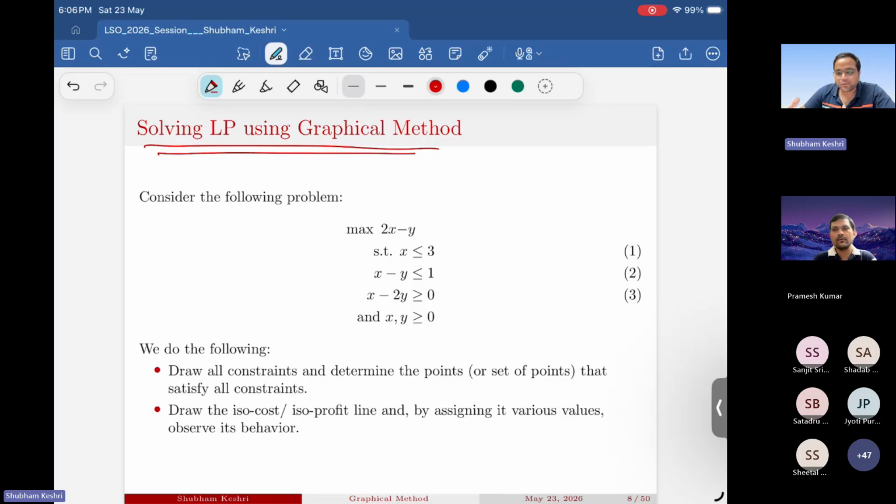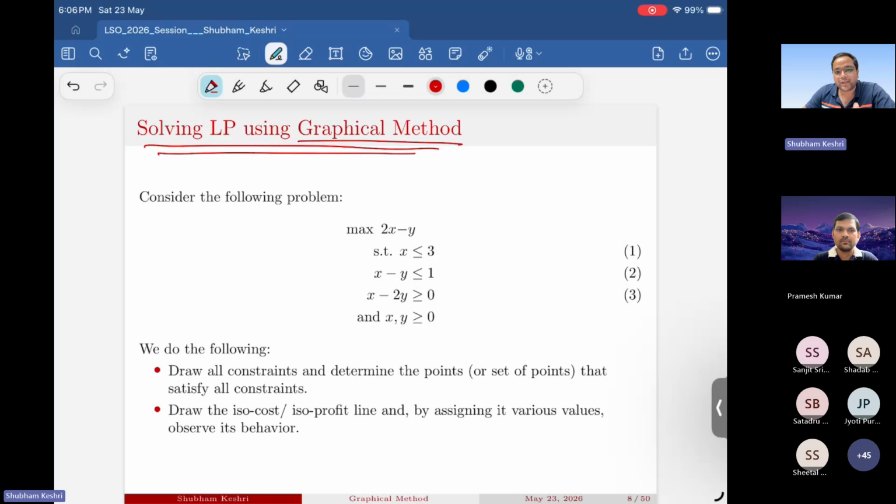I have some formulations, and for each formulation we will see how we are solving that problem using the graphical method. First of all, to solve a problem using the graphical method, you need to have two variables in the linear programming problem. If you have more than two variables, then it is difficult.